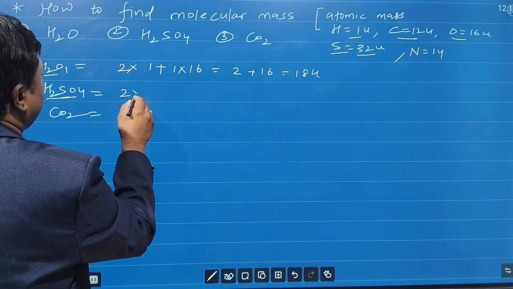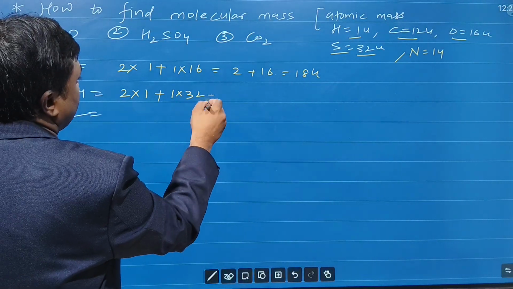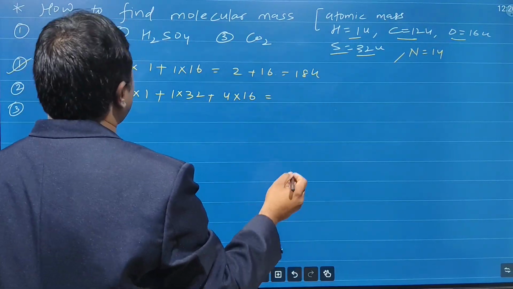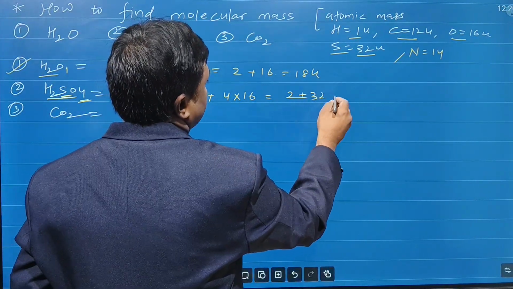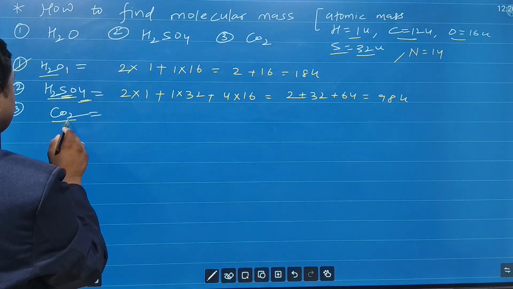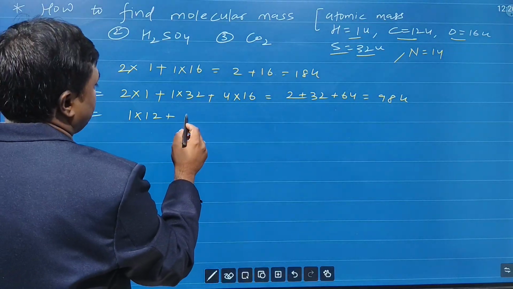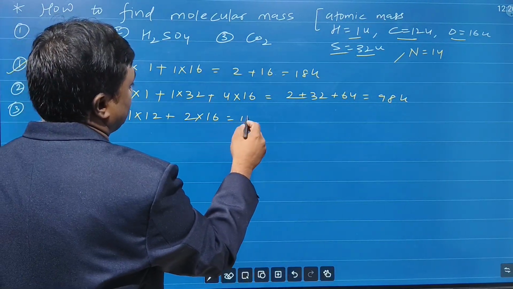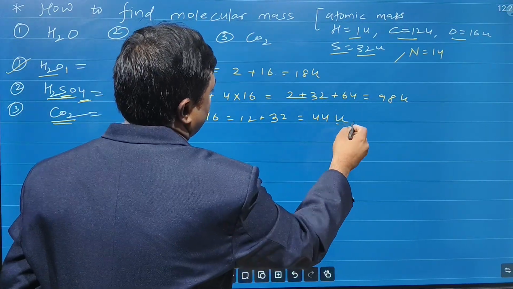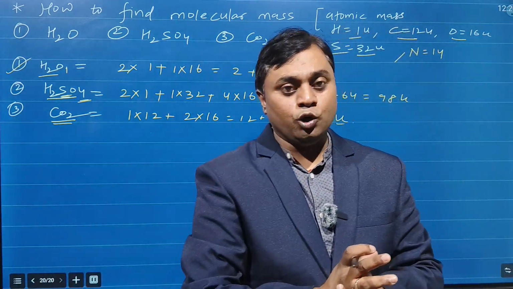Similarly, H2SO4, sulfuric acid. Hydrogen is 2 atoms into atomic mass 1, plus sulfur is 1 atom into atomic mass 32, plus oxygen is 4 atoms into atomic mass 16. So 2 plus 32 plus 64, you get 98 U. Am I clear? Similarly, CO2. Carbon is 1 atom into 12 plus oxygen 2 atoms into 16. So 12 plus 32 is 44 U. U is the atomic mass unit. In this way, we find the molecular mass.